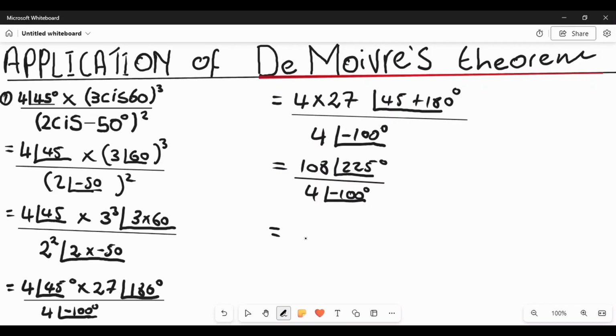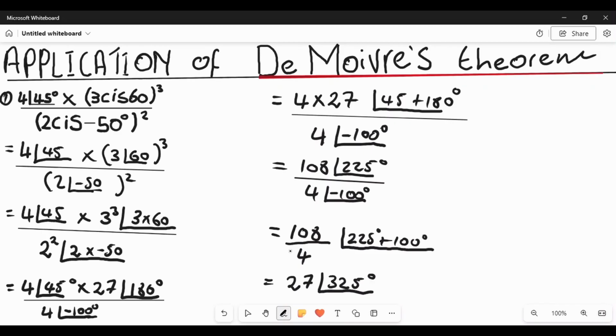Now let's do the division of complex numbers in polar form. When you divide complex numbers in polar form, the moduli are going to divide each other. So it's going to be 108 divided by 4, and when it comes to the argument, they're going to subtract. But since our 100 is negative, when it goes to the top it's going to become positive. So this is going to be 225 plus 100 degrees, right? The modulus is going to give us 27, and as for the argument, it's going to give us 325 degrees.